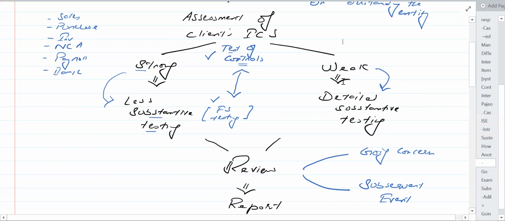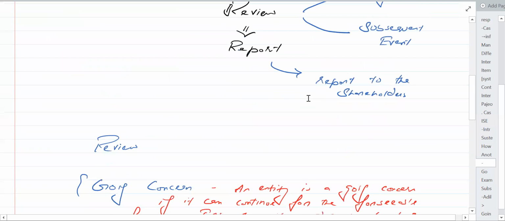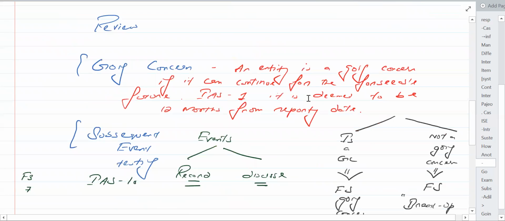Review stage. Today I'm going to give you the flavor of the review stage. At the review stage, we'll be doing two main tasks. The first one is the going concern testing, and the other one is the subsequent event testing. And the last stage afterwards is going to be the audit report. So at the review stage, we are supposed to do two main activities, two main tasks. The first one is the going concern testing, and the second one is the subsequent event testing.